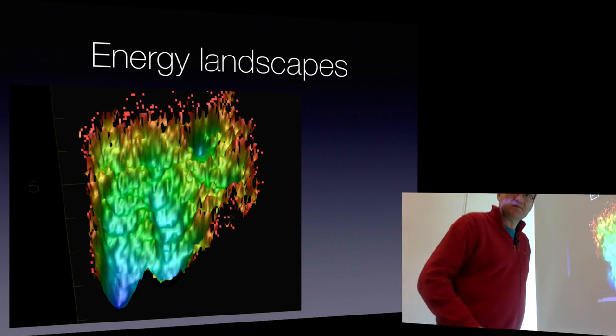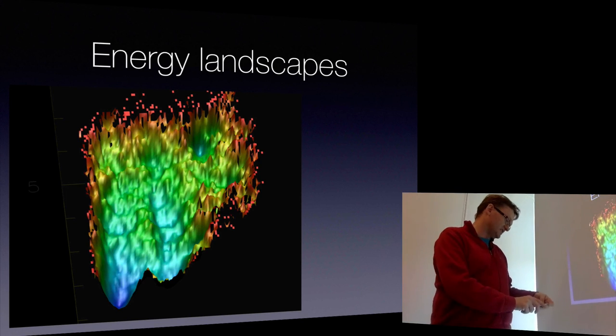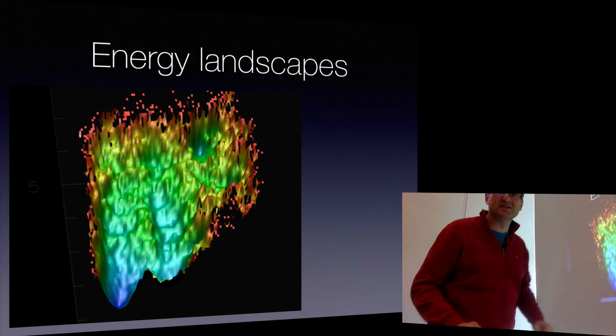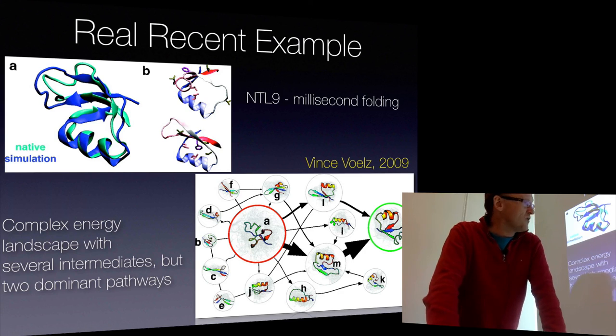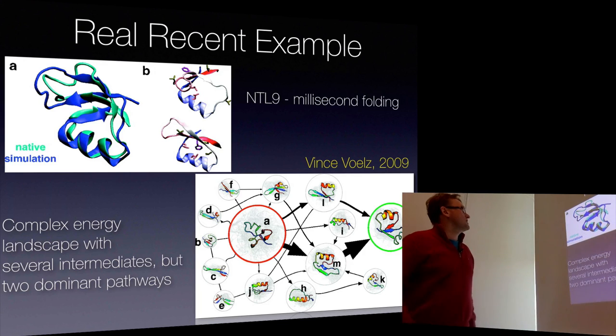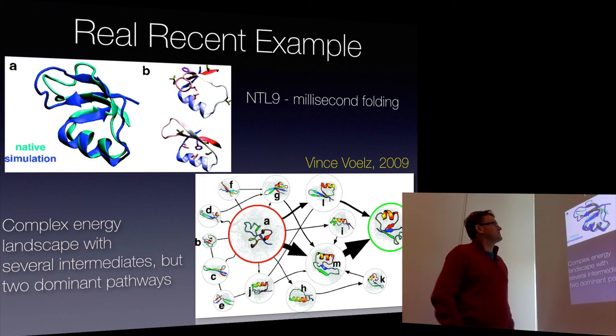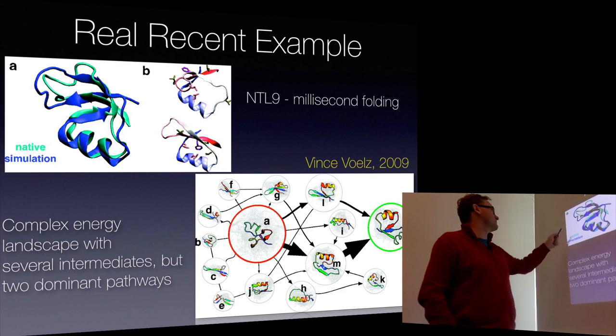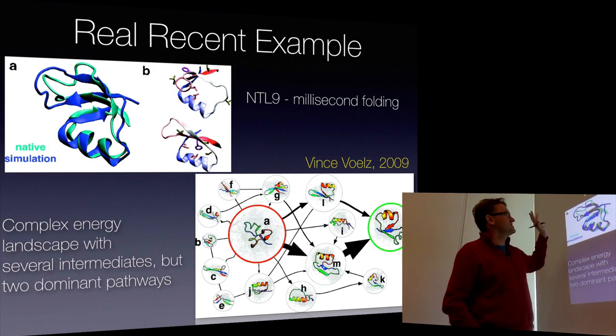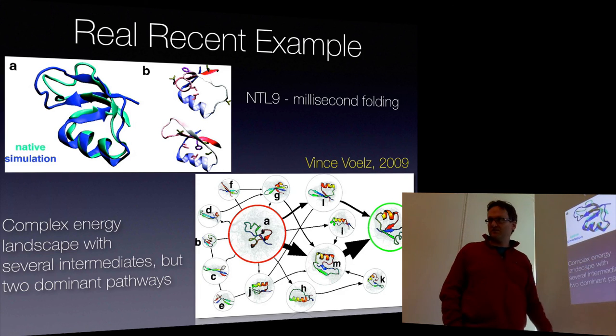We're pretty much done, but I'm just going to show you one small real example. Yes, can I take two more minutes? There are some cool things that you can do with real modern examples. This is a protein called NTL9. It doesn't matter what it does. But this is a much larger protein, ballpark of 50 residues. It has a folding time of about a millisecond.